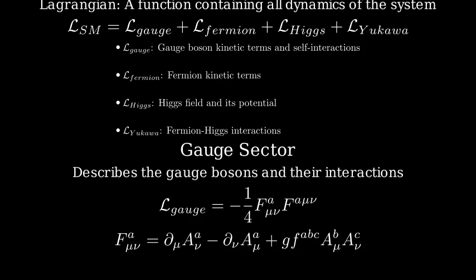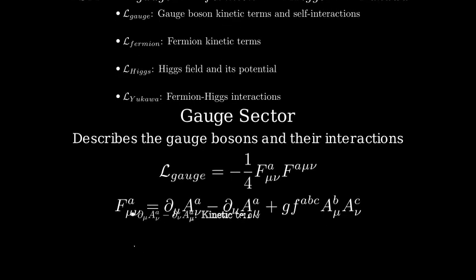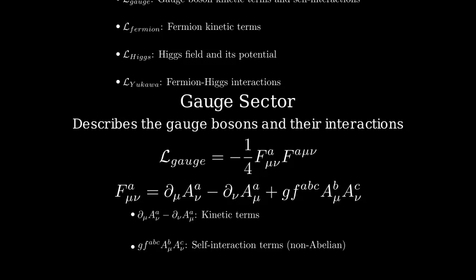This tensor is defined as F^a_{μν} equals ∂_μ A^a_ν minus ∂_ν A^a_μ plus g f^{abc} A^b_μ A^c_ν, where the first 2 terms represent the kinetic energy of the gauge fields. The last term represents self-interactions between gauge bosons, which exist for non-abelian gauge theories like the weak and strong forces.